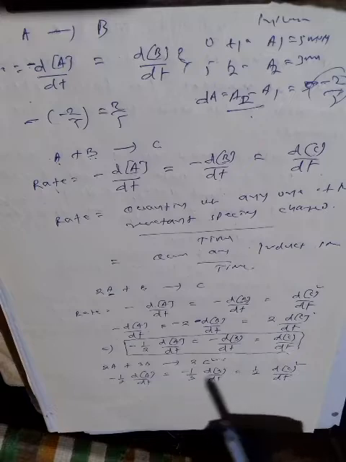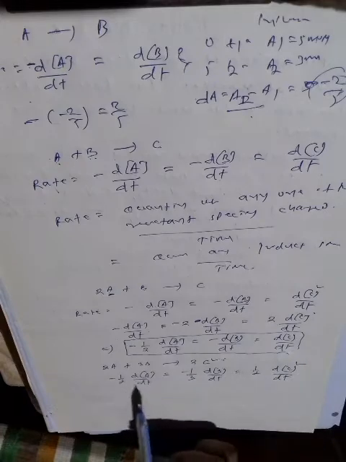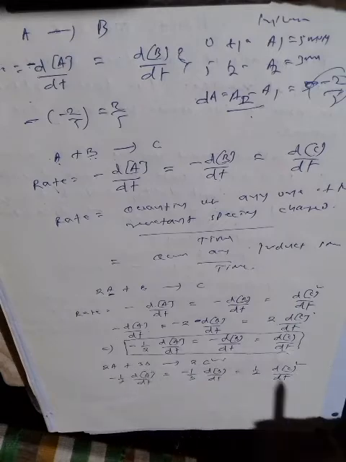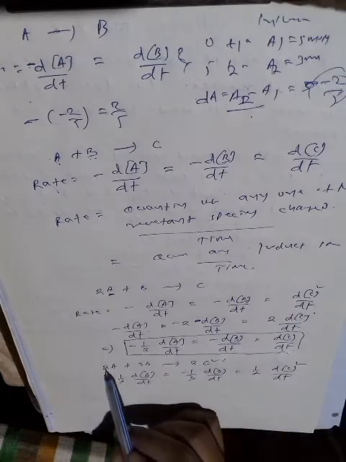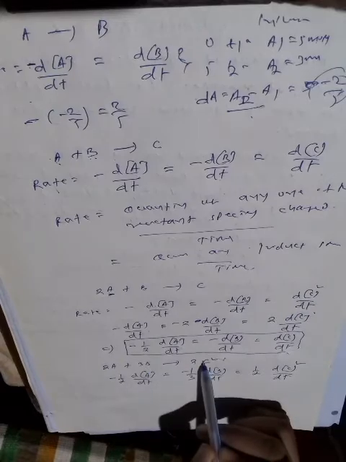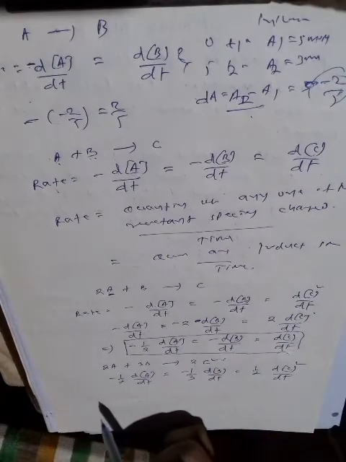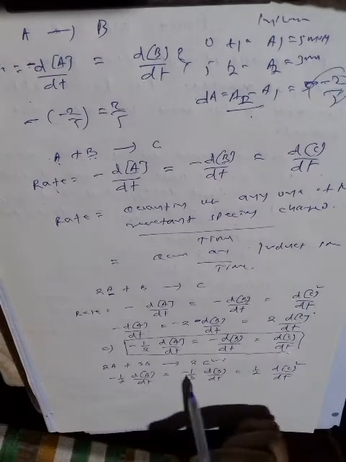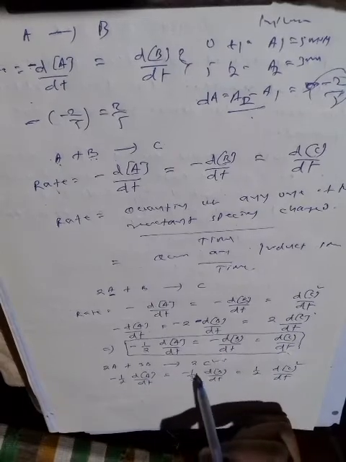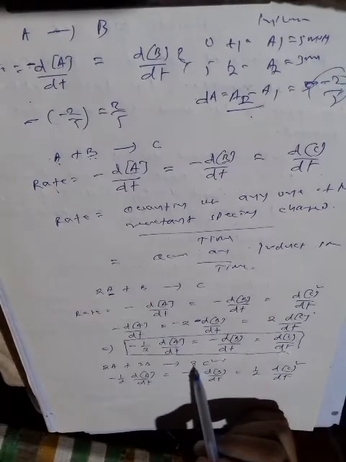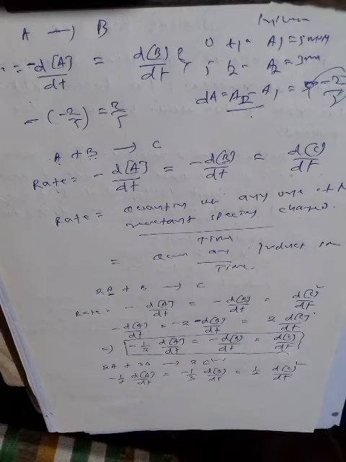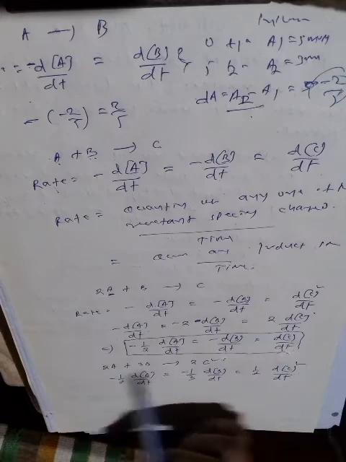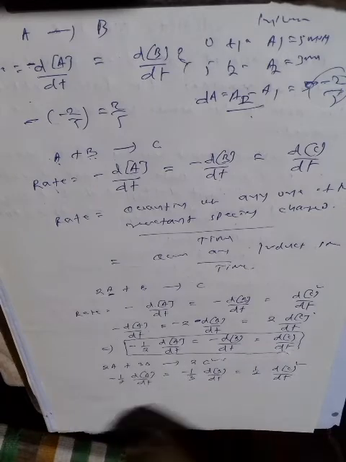What you are looking at here: 2 moles of A is reacting with 3 moles of B and it is forming 2 moles of C. So whatever the coefficient of the species in the balanced reaction, in the rate expression it becomes 1 upon that coefficient. 2 moles of A becomes 1 upon 2, or half. 3 moles of B becomes 1 by 3, and 2 moles of C becomes half. So in the rate expression, it becomes 1 upon the coefficient in the balanced reaction.